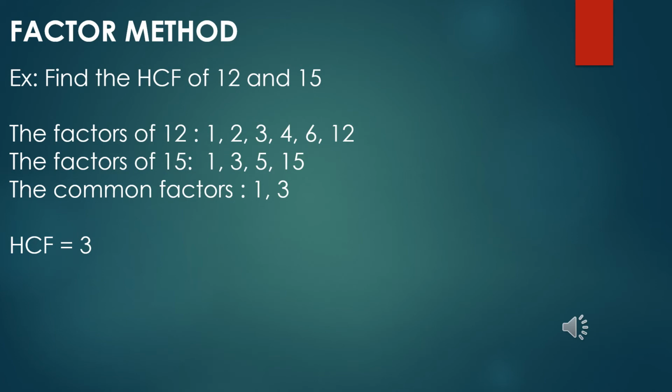Here, the factors of 12 are 1, 2, 3, 4, 6 and 12. The factors of 15 are 1, 3, 5 and 15. The common factors of 12 and 15 are 1 and 3. The highest common factor is 3.